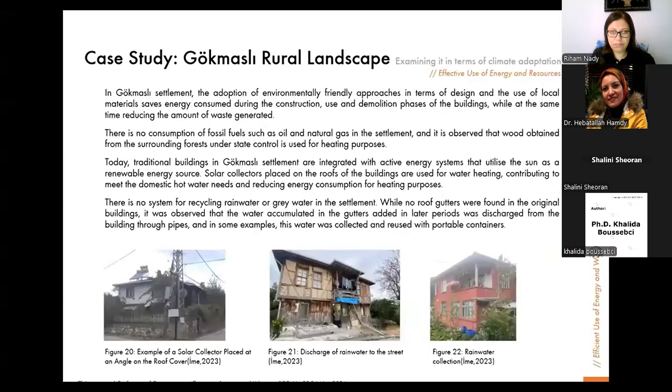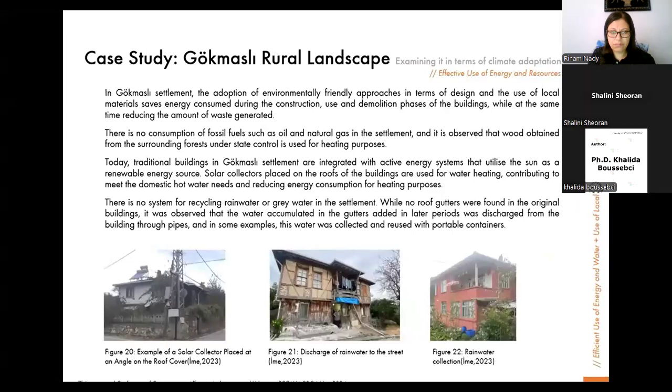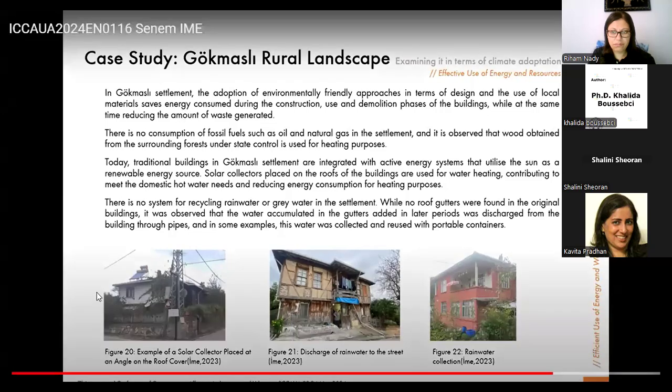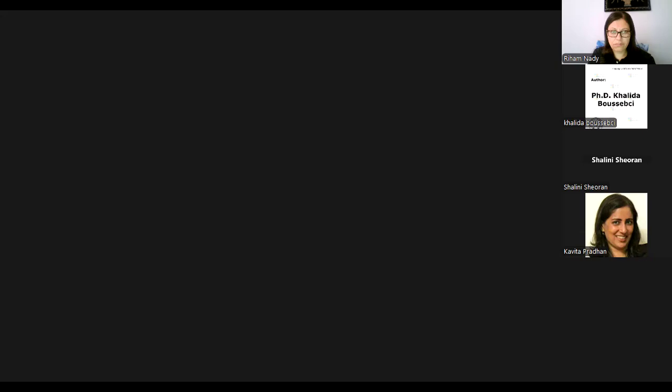In Gökmaslı, there is no consumption of fossil fuels such as oil and natural gas in the settlements, and it's observed that wood obtained from the surrounding forest under state control is used for heating purposes. Today, traditional buildings in Gökmaslı settlements are integrated with active energy systems that utilize the sun as a renewable energy source. Solar collectors placed on the roofs of the buildings are used for water heating, contributing to meet the domestic hot water needs and reducing energy consumption for heating purposes.